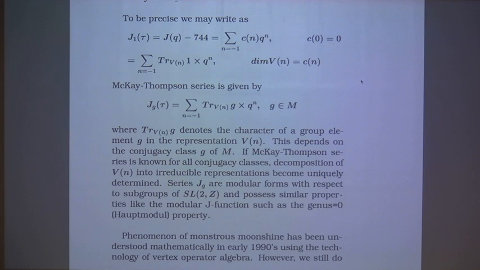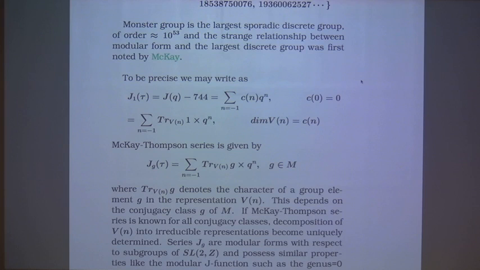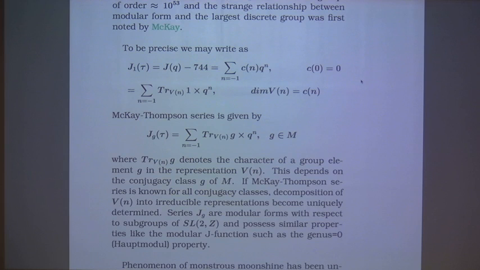Mackay-Thompson series. So the original series expansion was found by Mackay, and a slight improvement of the expansion is the so-called Mackay-Thompson series. And if we can fix all the Mackay-Thompson series, then there is a unique decomposition. And then we can test whether this monstrous moonshine phenomenon is true.